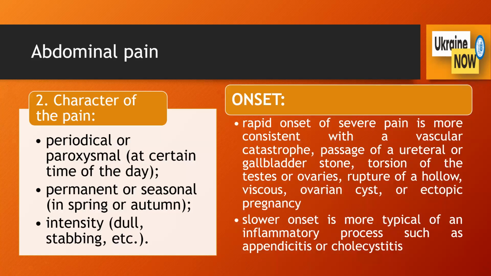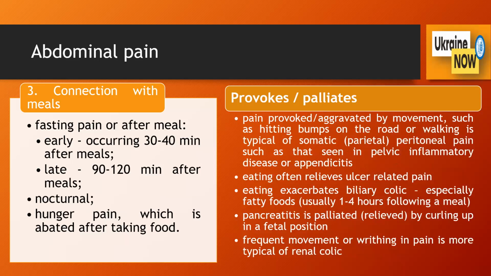Also, we must ask about the character of the pain. Is it periodic or paroxysmal, permanent or seasonal, and what is the intensity of pain? Next, we must ask about the connection of pain with meals. Is it fasting pain or after meal? Maybe it is nocturnal or hunger pain, which is abated after taking food.